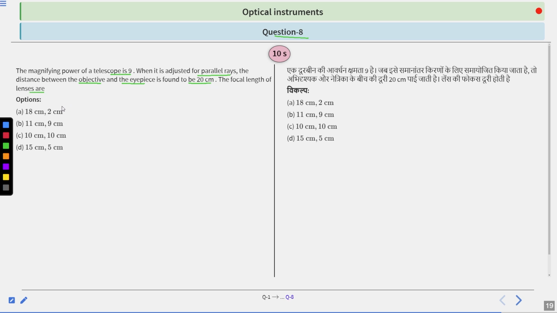So this question asks what will be the focal lengths of the lenses. Option A is 18 centimeter, 2 centimeter. Option B is 11 centimeter, 9 centimeter. Option C is 10 centimeter, 10 centimeter. And option D, 15 centimeter and 5 centimeter. So which one is correct? You have some time to solve this question. After that, we will provide the solution.